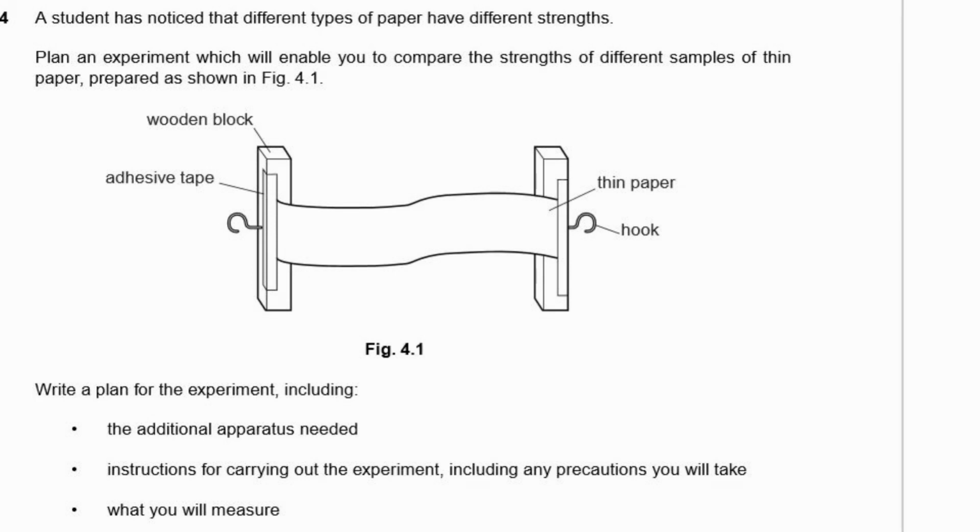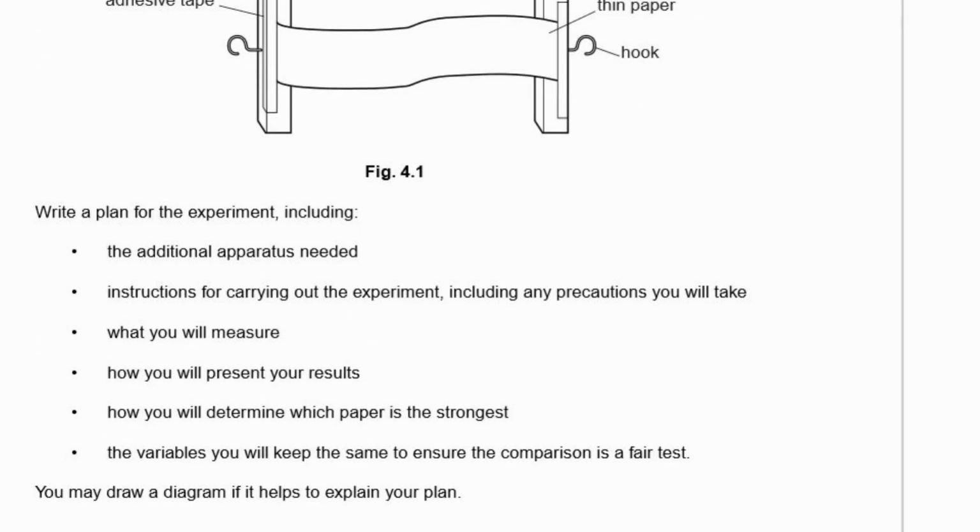Question 4. A student has noticed that different types of paper have different strengths. Plan an experiment which will enable you to compare the strengths of the different samples of thin paper, prepared as shown in figure 4.1. We've got a wooden block, we've got adhesive tape, we've got hooks on either side. Write a plan for the experiment, including the additional apparatus needed, instructions for carrying out the experiment, including any precautions you will take, and what you will measure. Oh, a few more things. How you will present your results, how you will determine which paper is the strongest, and the variables you will keep the same to ensure the comparison is a fair test. You may draw a diagram if it helps to explain your plan.